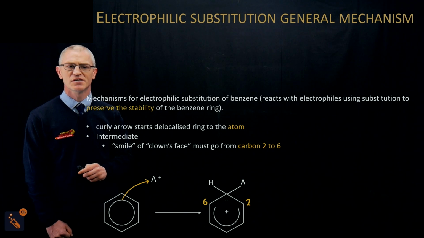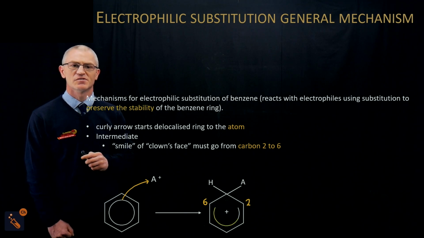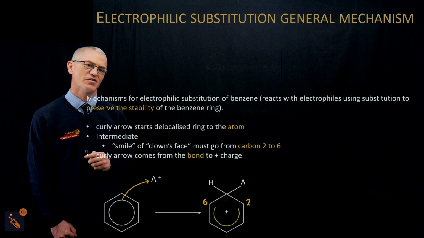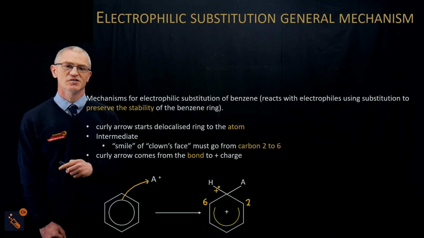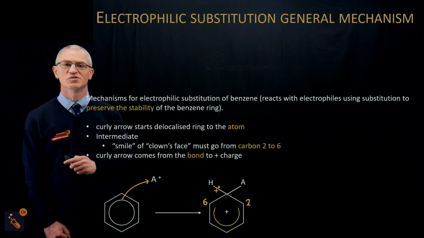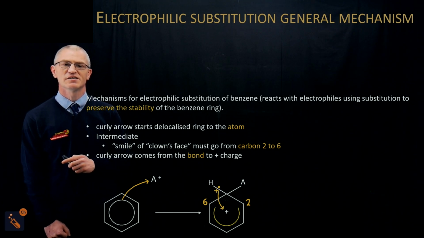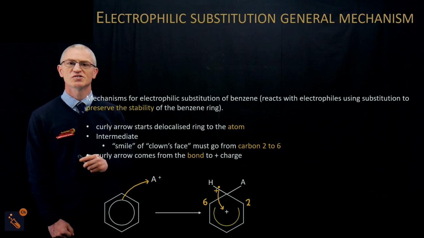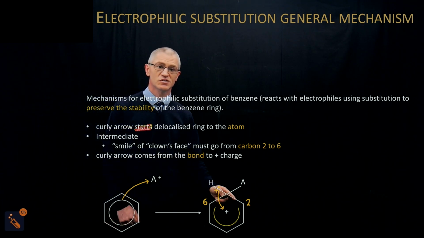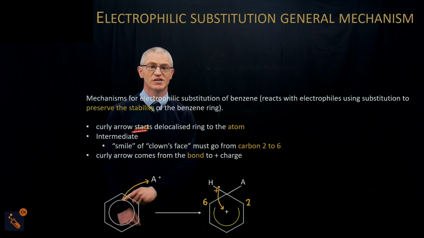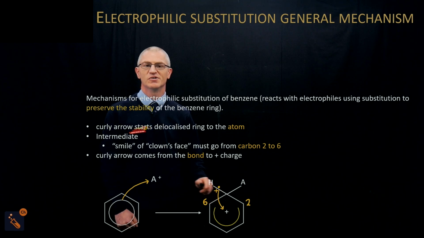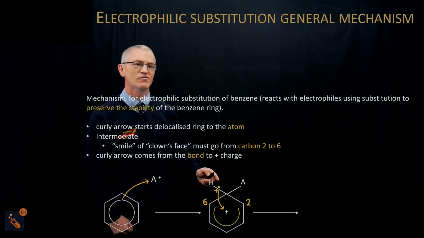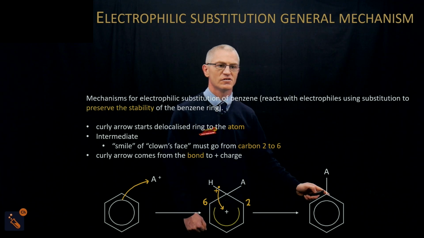So at that point, you then need to take the pair of electrons, and the curly arrow comes from the bond to the positive charge. So there's the pair of electrons in the bond between the hydrogen and the carbon. And that's going to go back in. That will restore the 2 electrons that I took out. Remember, I took 2 electrons out here. I'm putting another 2 electrons back in. It's not the same 2 electrons. It's the 2 electrons between the carbon and the hydrogen. And that then restores our delocalized ring.